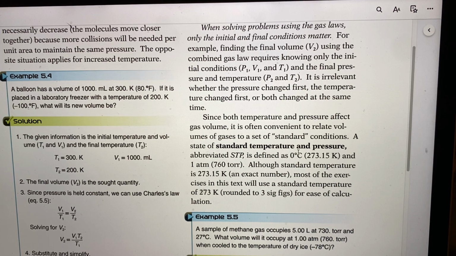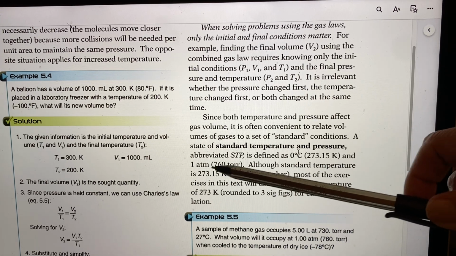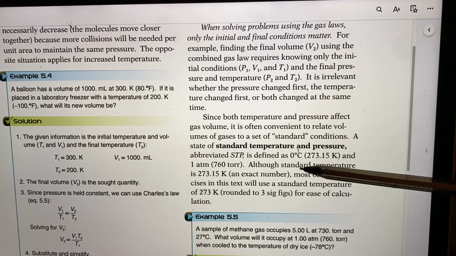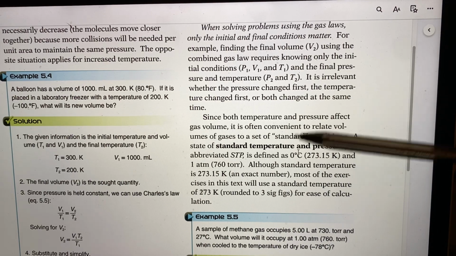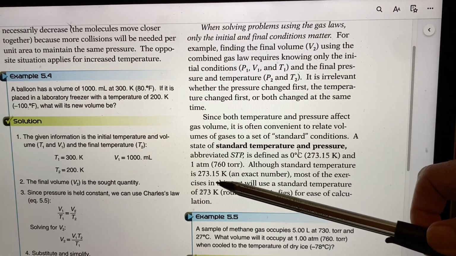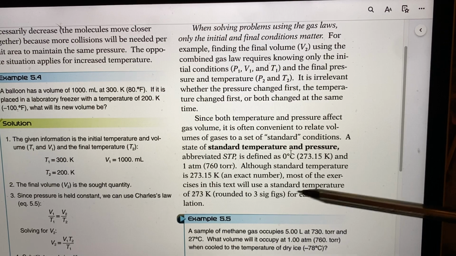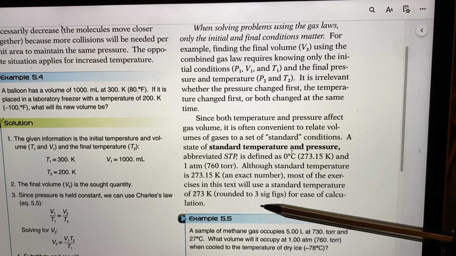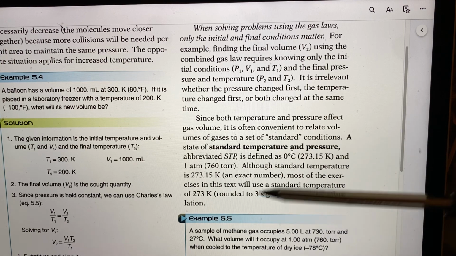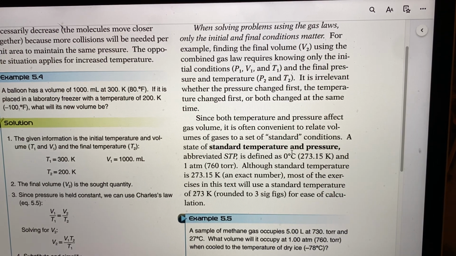As a test question, they can ask, what is your standard pressure? It's going to be 760 torr or 1 atm, and the temperature is 0 degrees centigrade, or 273.15 kelvins. Although standard temperature is exactly 273.15, most of the exercises in this text round it to 273 with sig figs. So that's the standard temperature, okay?